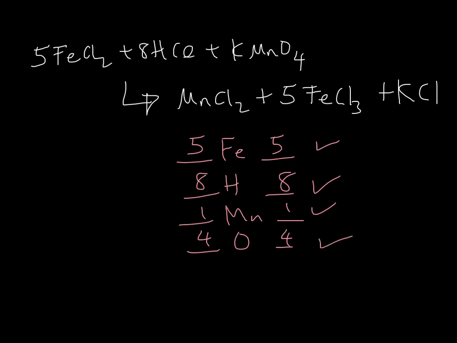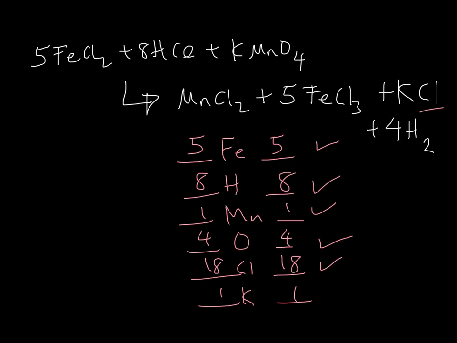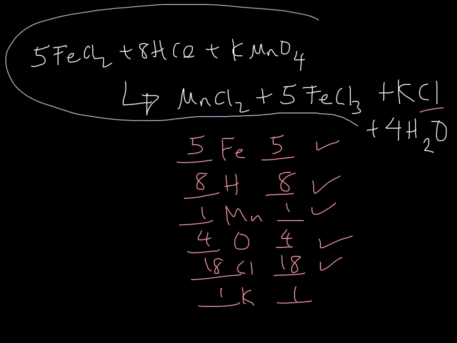And then the Cl's, we said we have 18, and now because we added in that KCl, that's my 18th Cl, and then for potassium, I just have 1 potassium on each side. And I just realized that I forgot to write in the 4H2O on that product side. I forgot to copy that over. So there we have it. Here is our entire balanced redox reaction in molecular form in acidic solution. Good job.